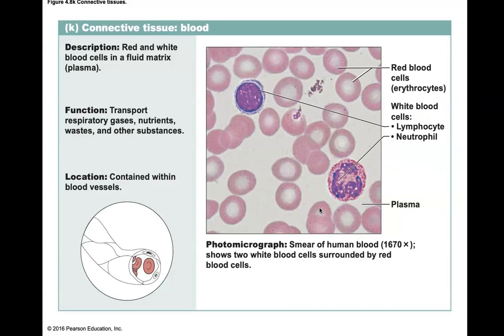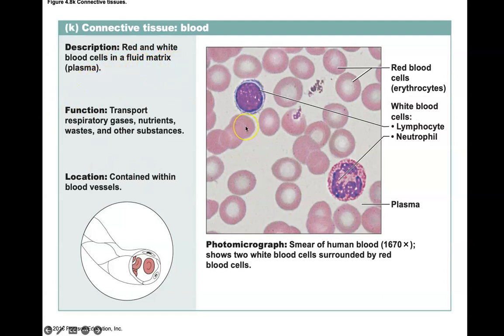Okay, our next connective tissue is an actual liquid connective tissue. It's hard to remember that this one's connective tissue, but just remember that we have a bunch of cells inside a matrix. It's just that this time, that matrix is a fluid matrix. It's a liquid matrix that we call plasma.